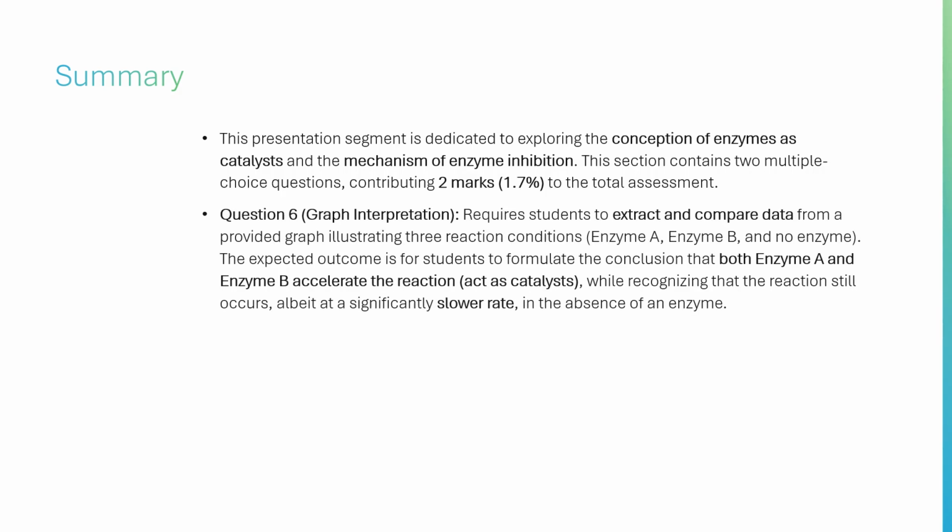Question 6, graph interpretation, requires students to extract and compare data from a provided graph illustrating 3 reaction conditions: enzyme A, enzyme B, and no enzyme. The expected outcome is for students to formulate the conclusion that both enzyme A and enzyme B accelerate the reaction, act as catalysts, while recognizing that the reaction still occurs, albeit at a significantly slower rate, in the absence of an enzyme.